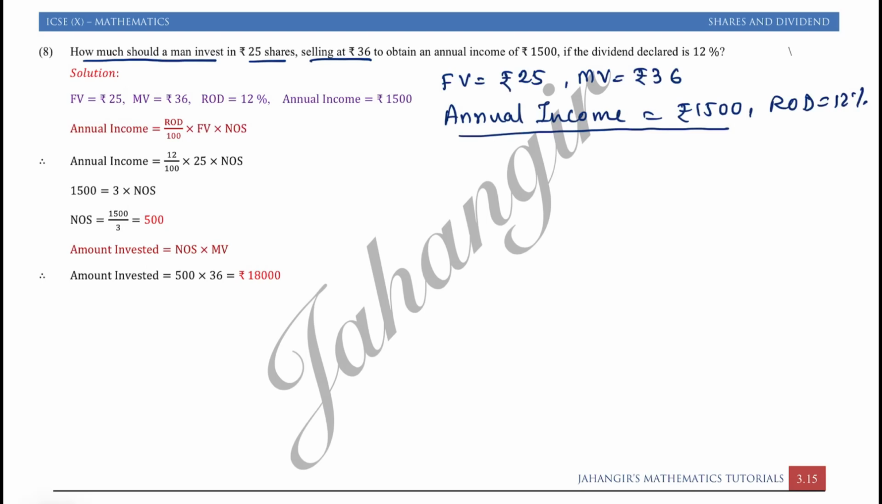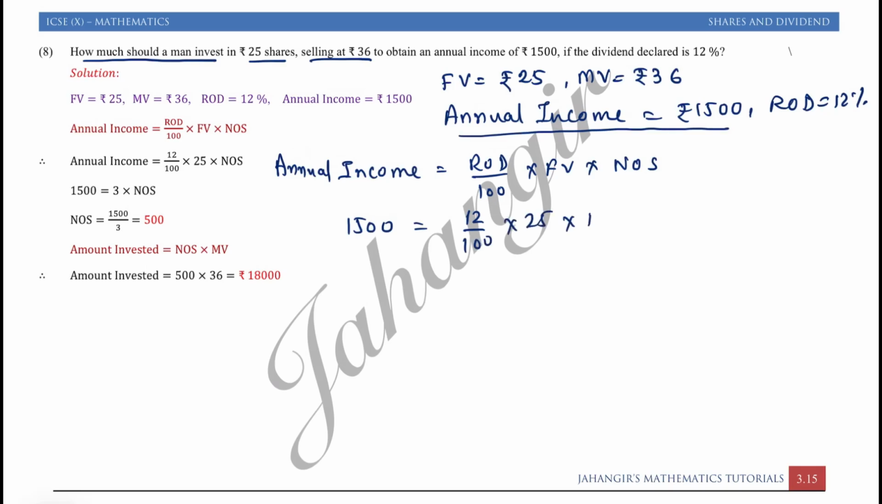So income, that is annual income, is equal to ROD upon 100 into face value into number of shares. You have to memorize this formula. So annual income is given as 1500. Rate of dividend is 12% upon 100 into face value is 25 into number of shares.